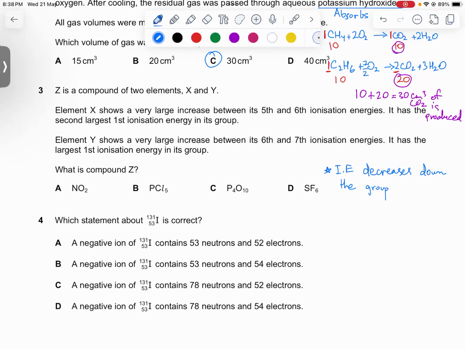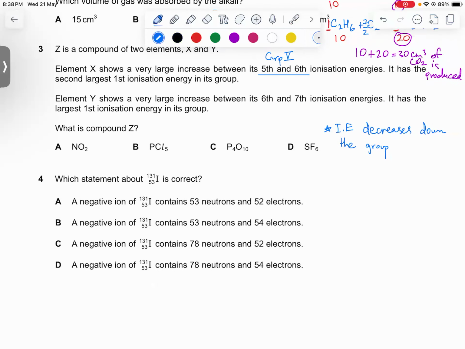Now when we talk about element X, it shows a very large increase between its fifth and sixth ionization energy, meaning it has 5 outer electrons. How many outer electrons does it have? 5, meaning it is in group 5. All right, how do we know it is in group 5? Because first of all, it is in a group, it is not a transition element, and then it has the largest increase of ionization energy between fifth and sixth. That means the shell is changing after the fifth electron.